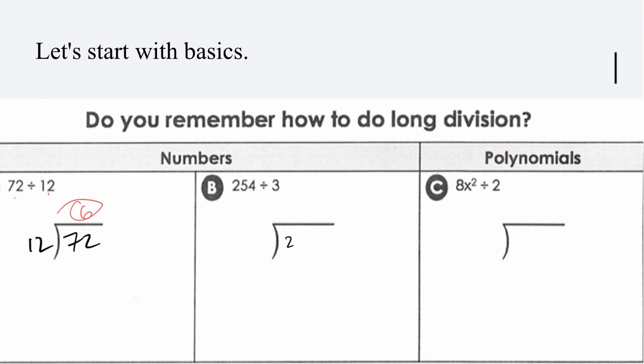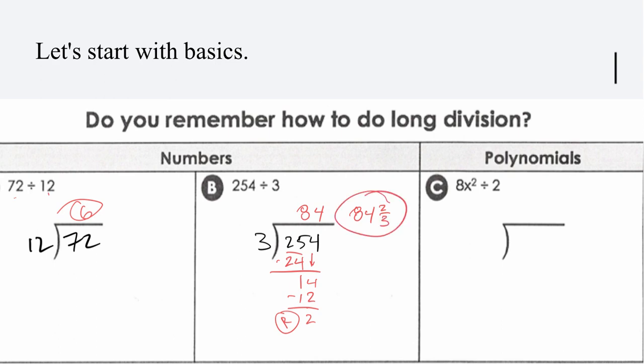Here we have 254 divided by 3. 3 does not go into 2, so we combine those two digits, the 2 and 5. 3 goes into 25 8 times, and then 8 times 3 is 24. We do subtraction. The 4 comes down. 3 goes into 14. Let's see, 4 times. 4 times 3 is 12. I use subtraction. I have 2. This is my remainder. Okay, and so 3 goes into 254, 84 and 2/3 times.